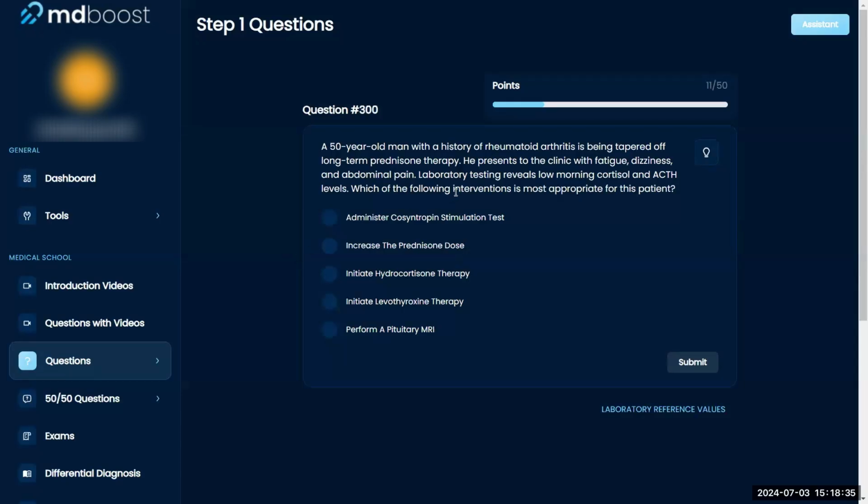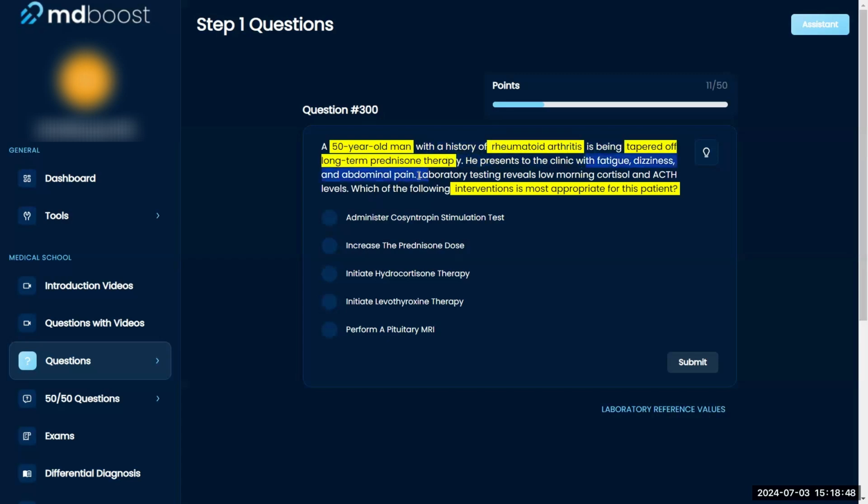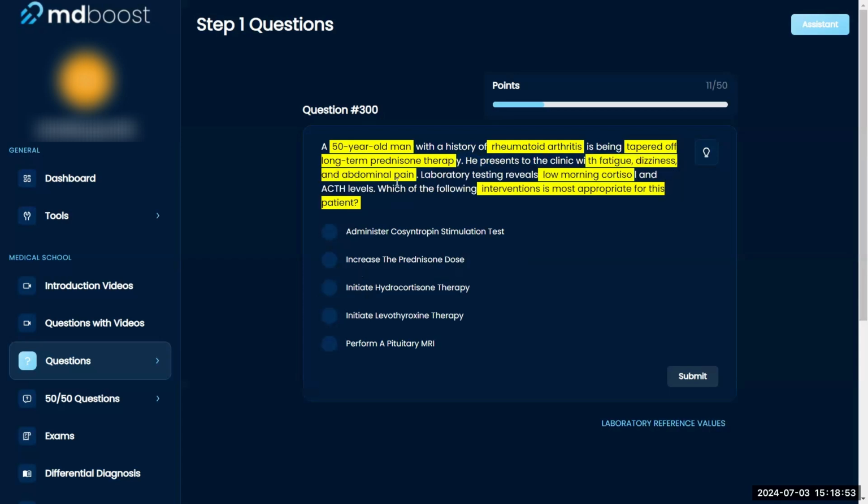All right. So, which of the following interventions is the most appropriate for this patient? A 50-year-old man with a history of rheumatoid arthritis is being tapered off long-term prednisone therapy. He presents to clinic with fatigue, dizziness, and abdominal pain. Laboratory reveals low morning cortisol and ACTH. So, which intervention would be the most appropriate?